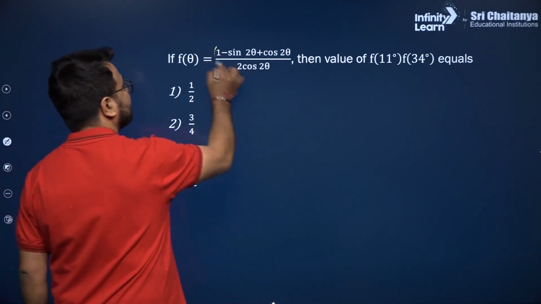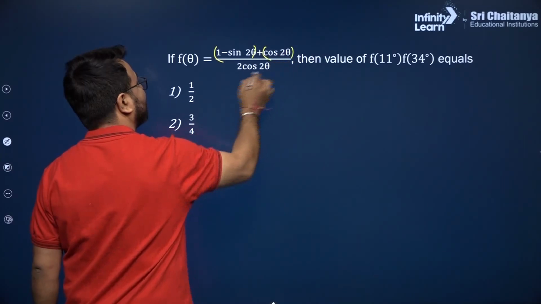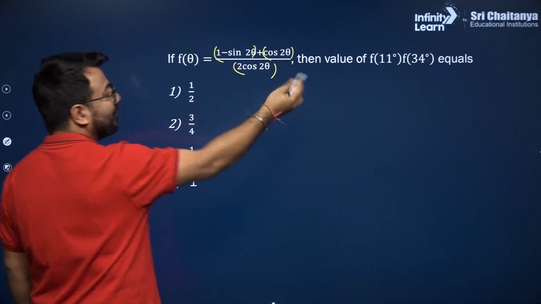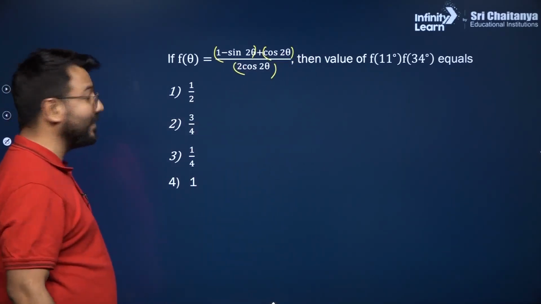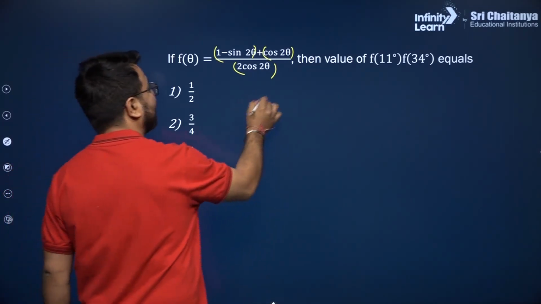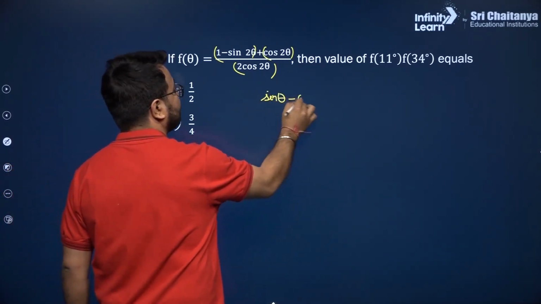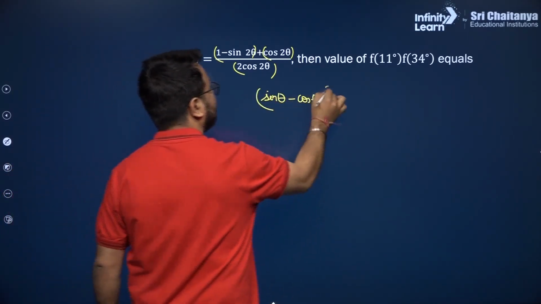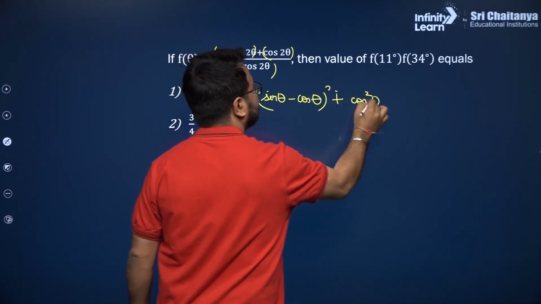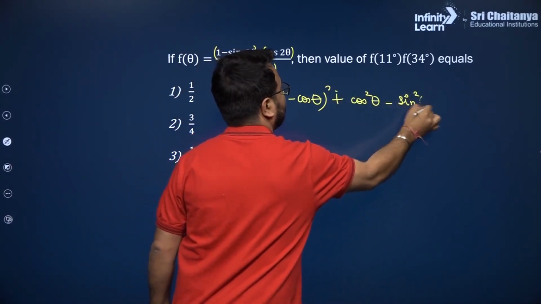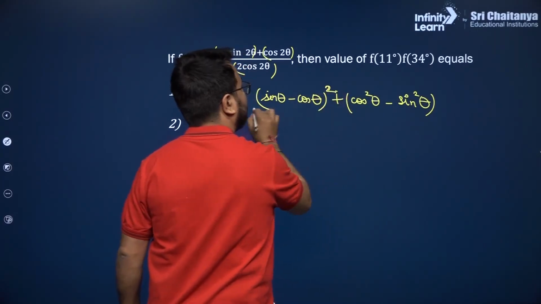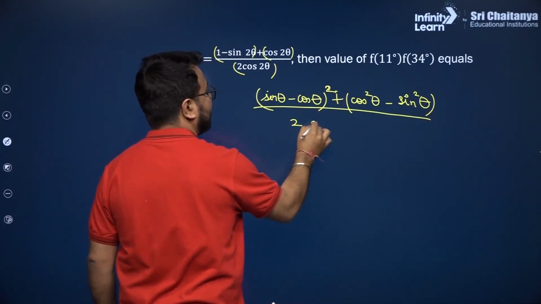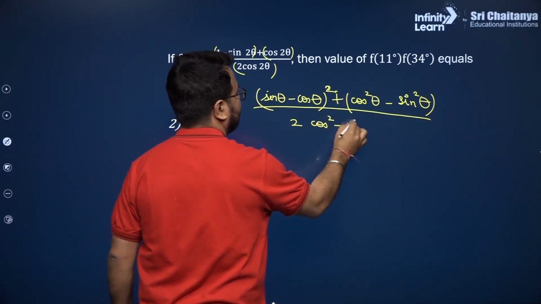It is 1 minus sine 2 theta. It is cos 2 theta. It is 2 cos 2 theta. Then the value of f 11 degree, f 34 degree will be equal to what? In this situation, I will be writing here sine theta minus cos theta whole square. Then it will be cos square minus sine square. Okay, and this whole is divided by 2 times cos square minus sine square.